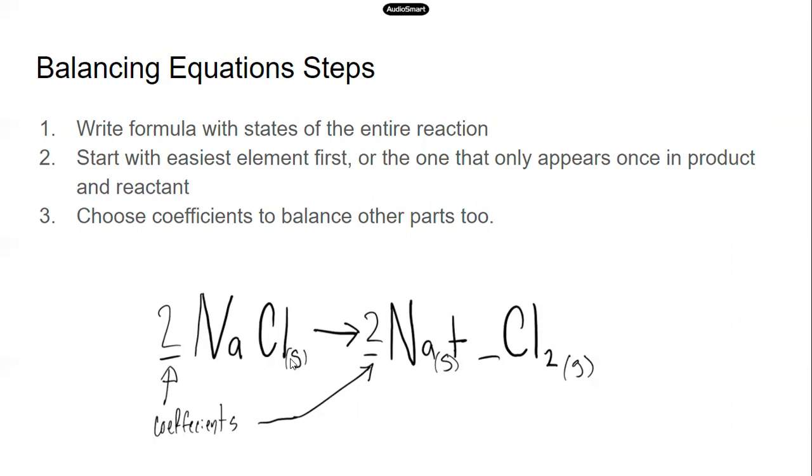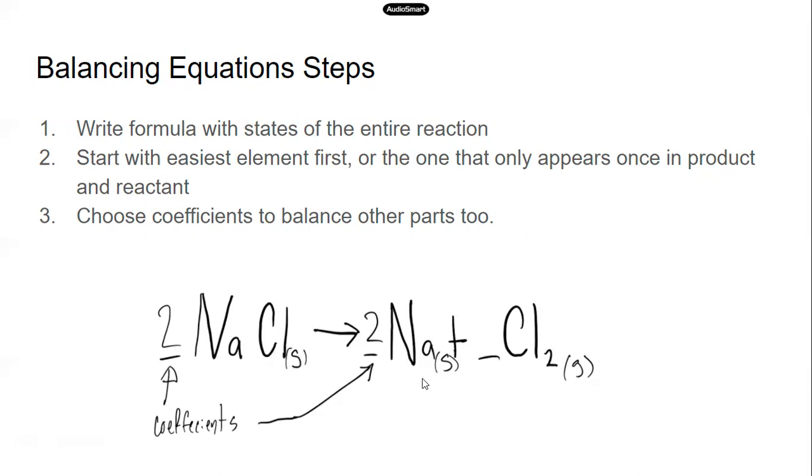So to start, let's just start out with the sodium, Na. We have 1 on each side of the reaction. Just ignore these coefficients for now. And then we look at the chlorine. There's only 1 chlorine on the reactant, and there's 2 chlorine on the product. So what we need to do is multiply the sodium chloride by 2 so that the chlorine can have 2 atoms on each side.